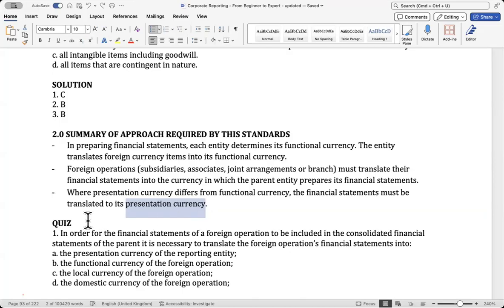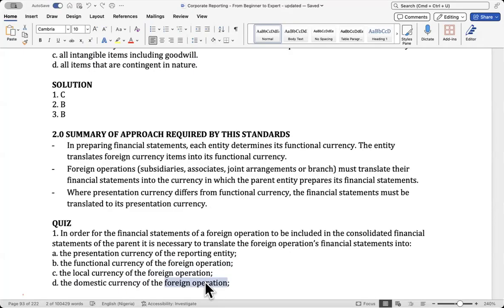And that's why I need to ask you this question. So they say that in order for financial statements of a foreign operation to be included in the consolidated financial statement of the parent, it is necessary to translate that foreign operation financial statement into what: the presentation currency of the reporting entity, functional currency of the foreign operation, local currency of the foreign operation, domestic currency of the foreign operation? Which one are you translating it into? Presentation currency. That's correct.